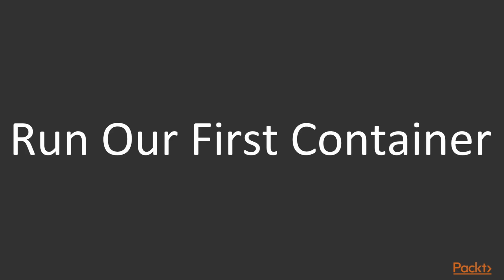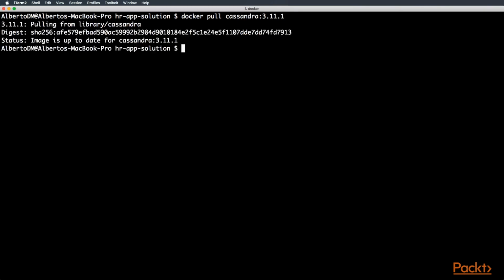Okay, now let's run our first container. Let's go to our terminal. In order to run a container, first we need the image. To get the image, we need to pull it from Docker Hub. To pull it, we use the command docker pull, then the name of the image, and then the version, in this case 3.11.1. And let's pull it. Okay, I have the image ready.